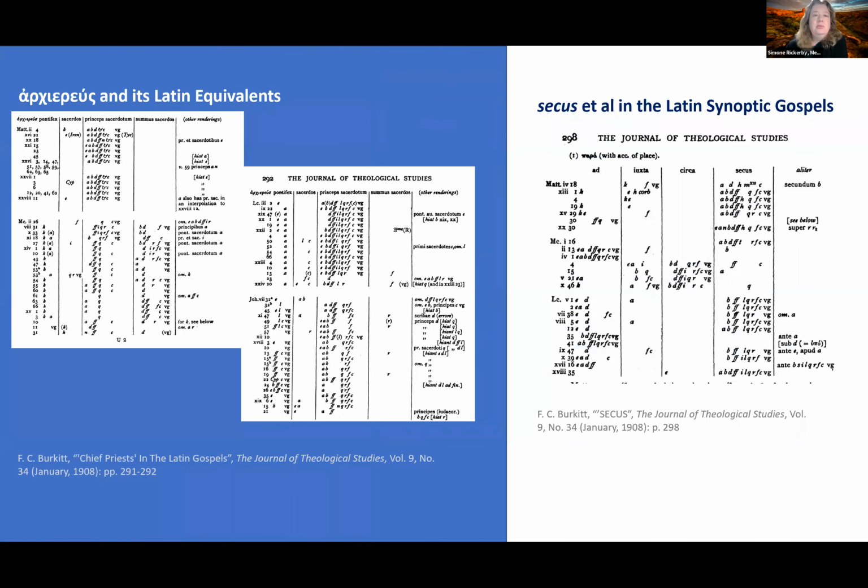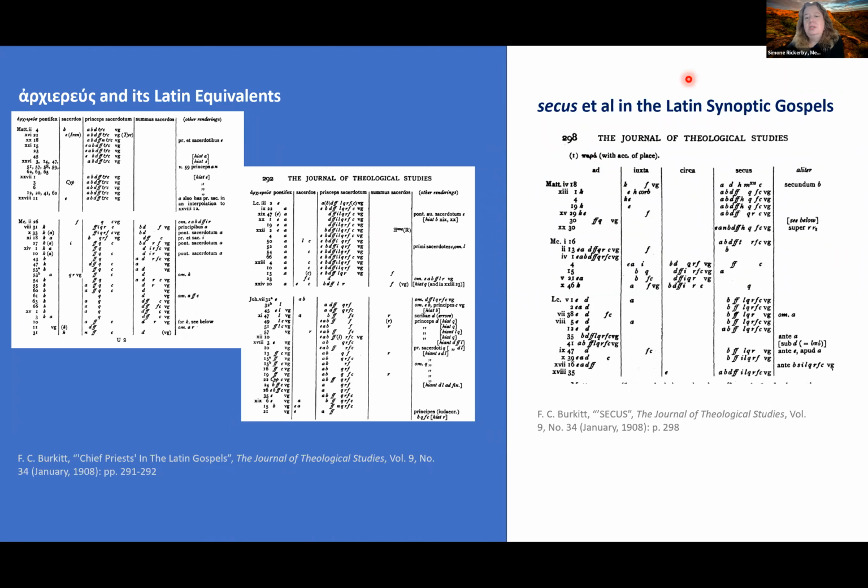In 1908, in response to Nestle, F.C. Burkett penned 2 articles in the Journal of Theological Studies exploring this type of variation in more detail. One of these articles built directly upon Nestle's own examination of high priest in the Latin Gospels. And this is just the tables from Burkett's article. As you can see, there's a lot of data in there. And I'm not going to go any further into that just now or in this paper.